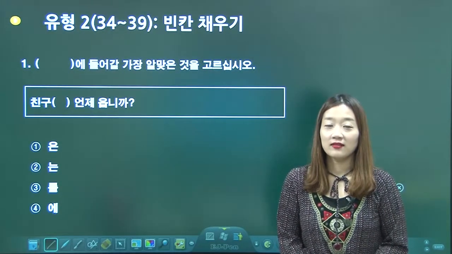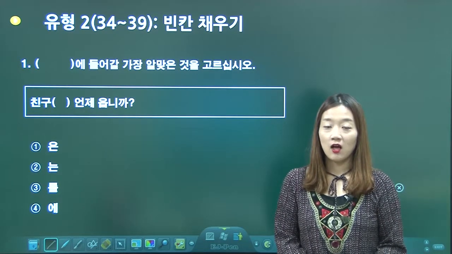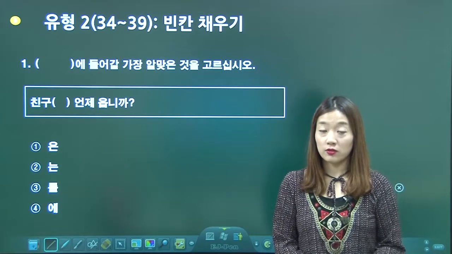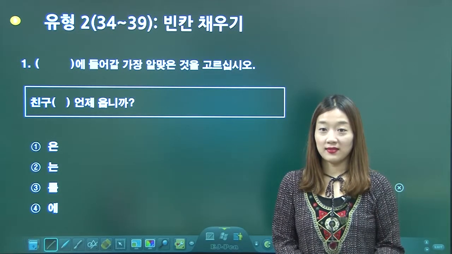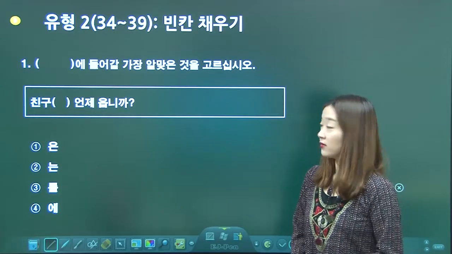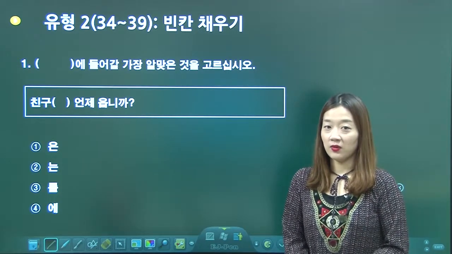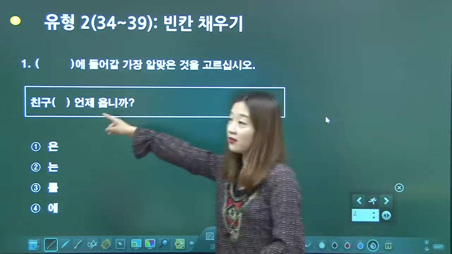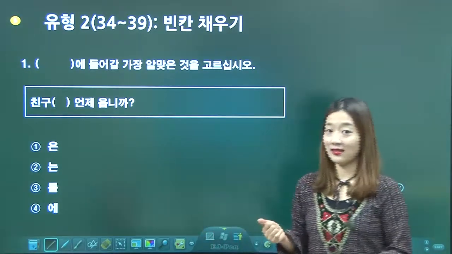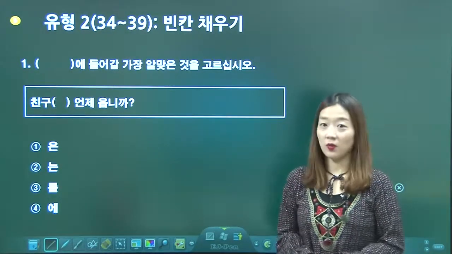Okay, here we go. The type 2 questions are from question number 34 to 39. All five questions are there. So it's not the difficult part, so you shouldn't make any mistakes. All right, here we go. So number one, okay, I'm going to read the question first. Number one, 괄호 안에 들어갈 가장 알맞은 것을 고르십시오. So here's the box, so you can read the sentence and can you see the blank? So you need to read these four words and select the one which is the best word for this blank. Here we go. 친구 언제 옵니까?